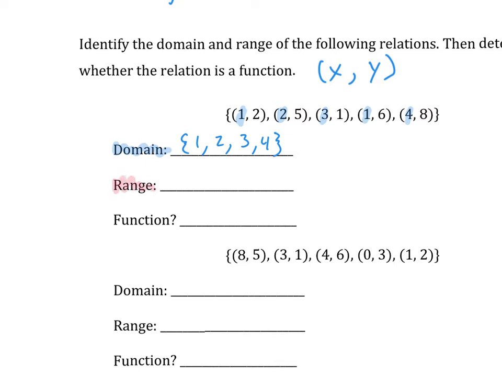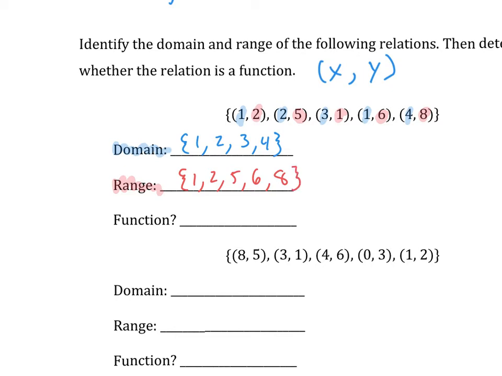Then our range, I'm going to highlight in red here. It's going to be all of our outputs. So we have 2, 5, 1, 6, and 8. And we'll want to list those in order from least to greatest. So we have 1, 2, 5, 6, and 8.